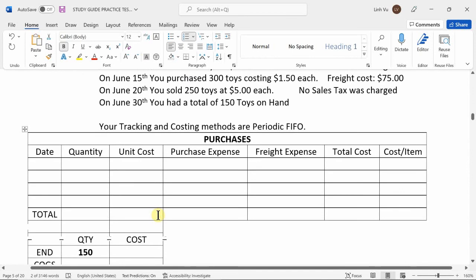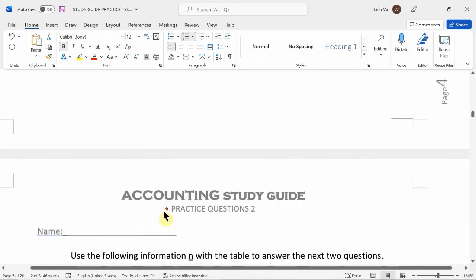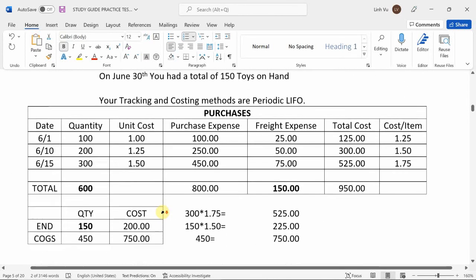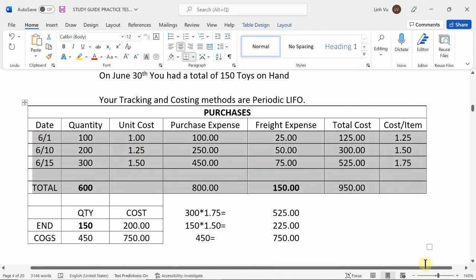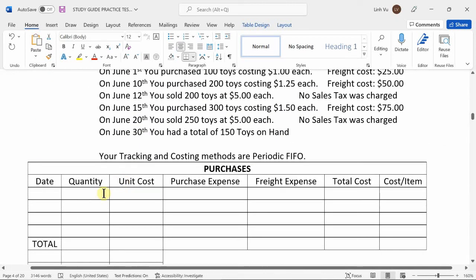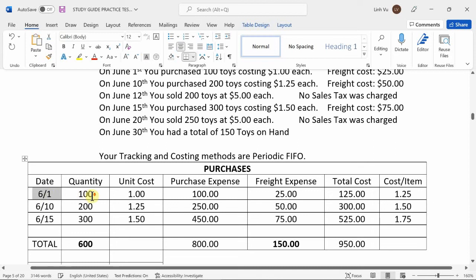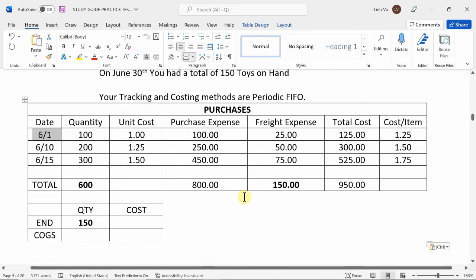All right, so in this case here, I gave you another example, but this time you're doing FIFO. So again, this is just practice for you. So since it's the same exact one, I'll just help you save some time here by copying and pasting this section here because the information is exactly the same. Okay, but the only difference here is I'm going to be testing you on FIFO. So again, we purchased on June 1st for 100, June 10 for 200, and June 15 for 300 for the same exact price.